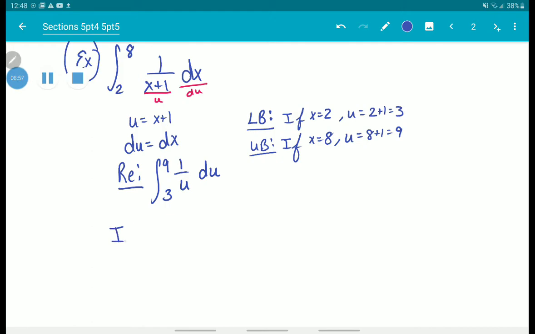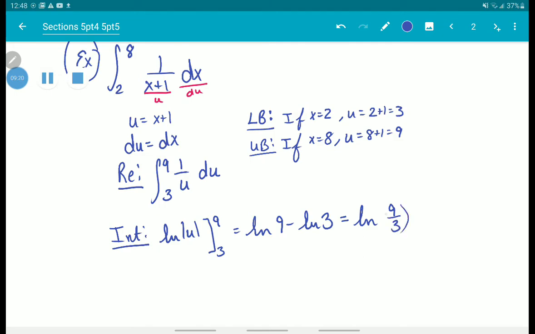So when I integrate, I'm going to get the ln of u. And we want to evaluate it from 3 to 9. So that's going to be the ln of 9 minus the ln of 3. And we can use log properties to simplify that. When you subtract, that's really a division of the arguments. And this is really going to be the ln of 3.